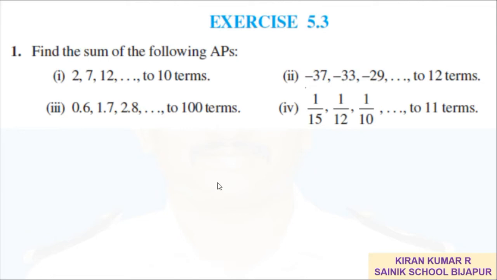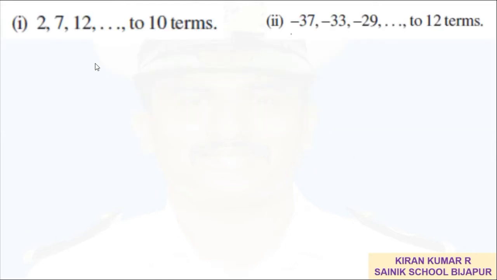Find the sum of the following arithmetic progressions. There are 4 sub questions. We shall solve one by one. In the first question we have the progression as 2, 7, 12 so on to 10 terms. Here the value of n given is 10 because 10 terms.